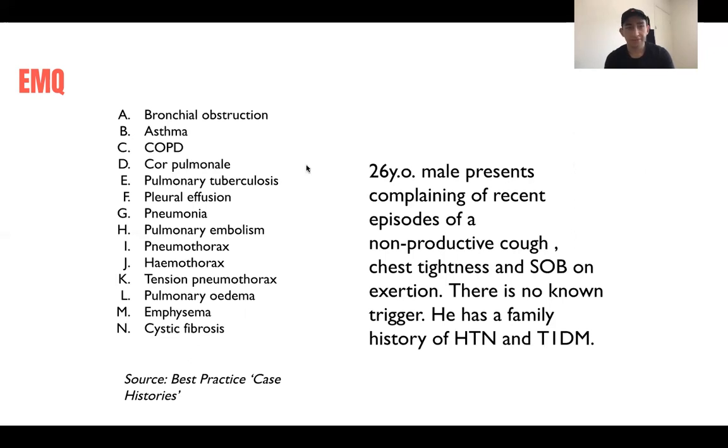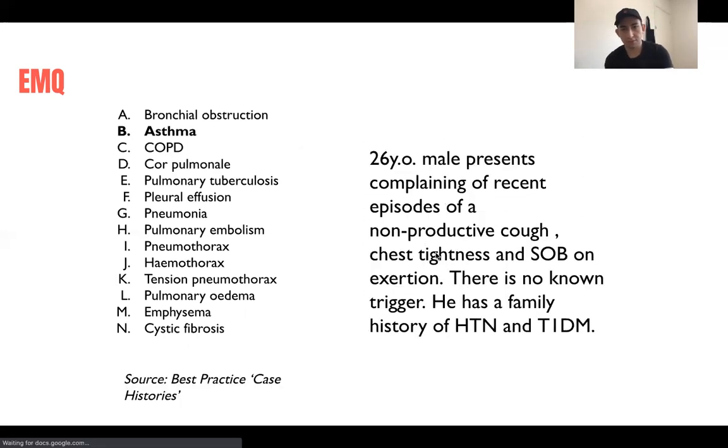Yeah, very good. So this is very typical of asthma: your typical non-productive cough, chest tightness, shortness of breath on exertion. The reason it's not something like cor pulmonale is just because he's 26 years old. You would not expect him to have pulmonary hypertension at 26.